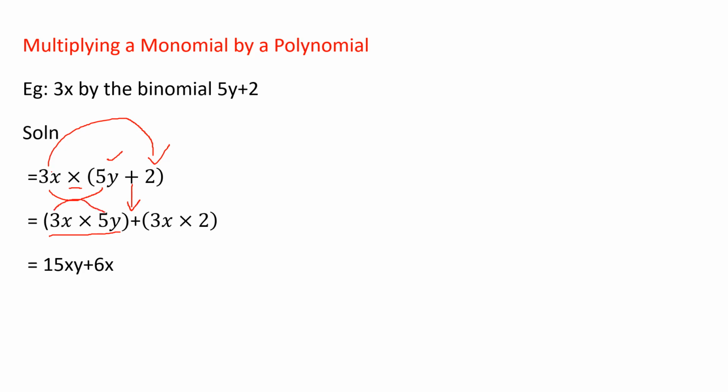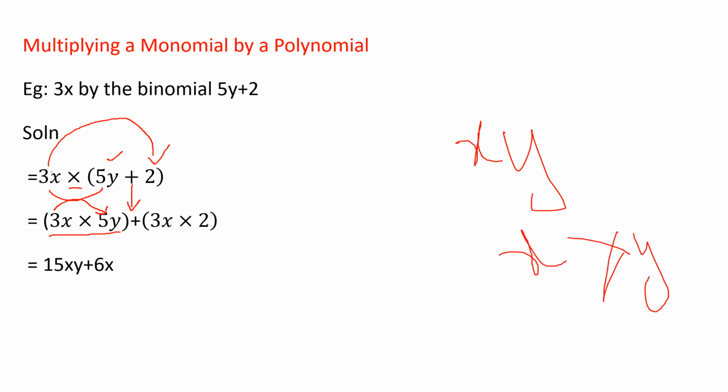3 into 5, 3 5s are 15. So x into y, xy. x into y, so we'll write like this, right? xy means what is the meaning? xy means x into y. We have learned this already, right? So same way, x into y we can write it as xy. Just multiply the constants and write down the variables together. Now 3x into 2. So 3 into 2, 3 2s are 6. Is any other variable there? No. So we'll write x. Is it clear, children?